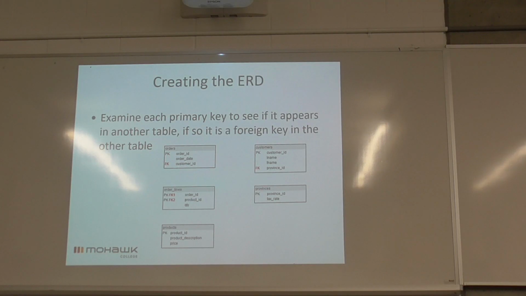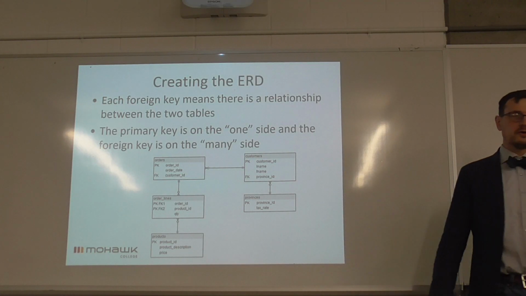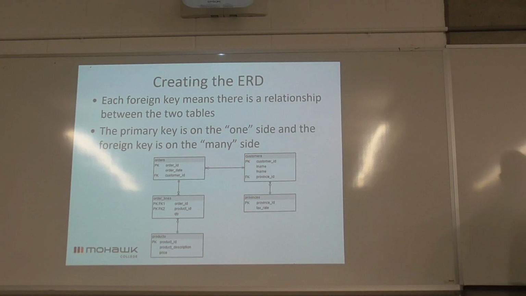Once we know where the primary keys and where the foreign keys are, we can draw the arrows. Each foreign key means that there is a relationship between two tables. The primary key is the one side, and the foreign key is the many side. So you can see we have a foreign key for customers, so we have a many side here, a one side there for customers, right? A customer may have many orders, but an order may only have one customer.